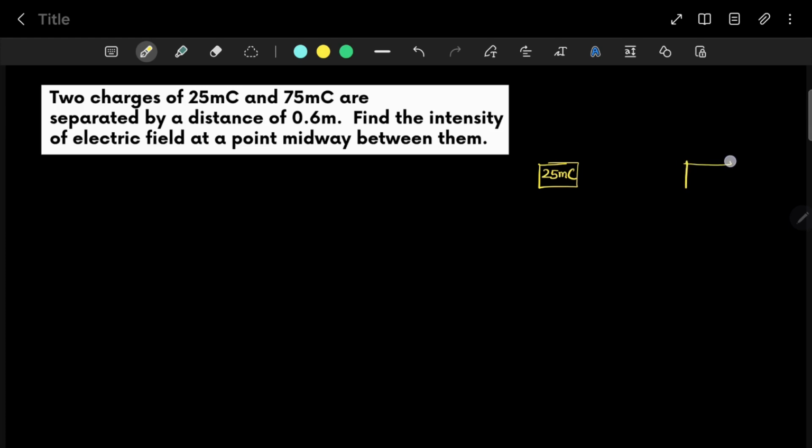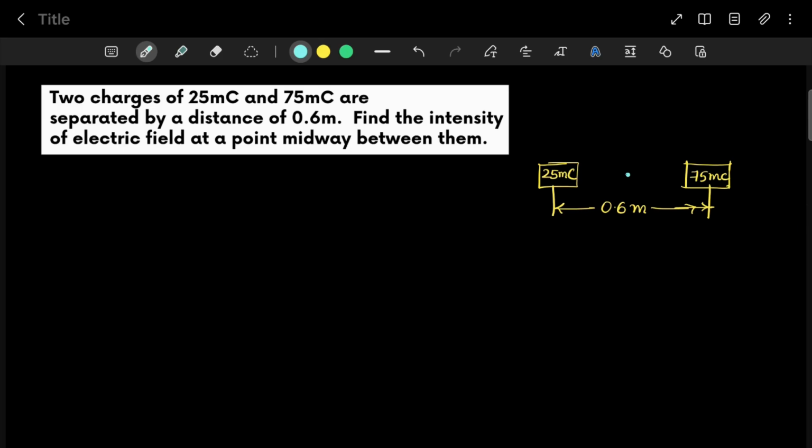And another one is 75 millicoulomb. They both are separated by a distance of 0.6 meter from each other. So we have to find the electric field at the center of these two charges. Both are positive charges, my dear.